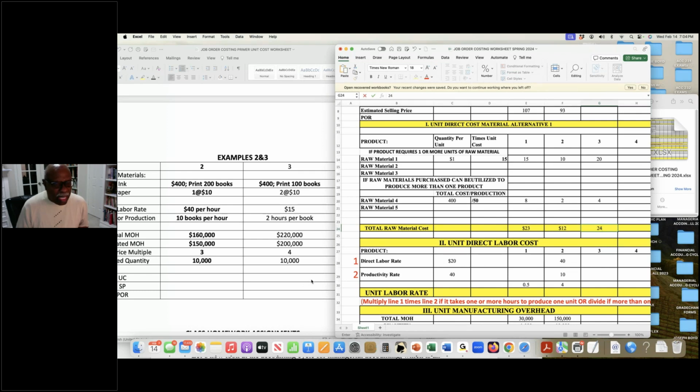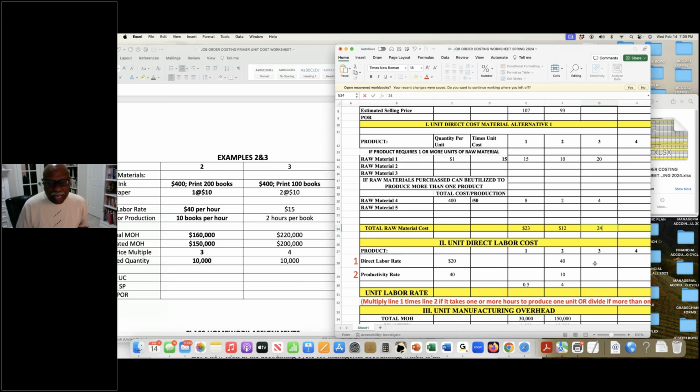And Todd made a very good observation. If you can make more than one book in an hour, you divide. We can make 10 books in an hour, we divide. But when it takes more than an hour to make a book, we're going to multiply. If someone was paying you $15 an hour and you work 2 hours, how much money do you want? 30. So you're going to multiply in that situation.